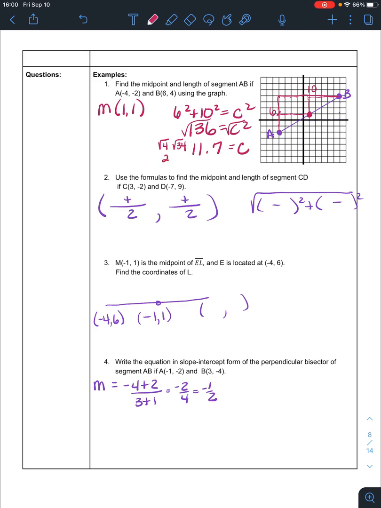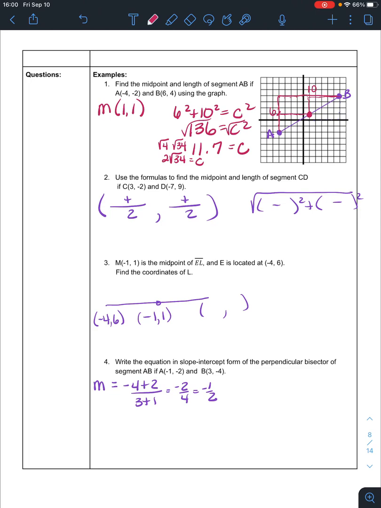Well, the square root of 4 is 2. The square root of 34 is a decimal that we don't want to use. And so you could also have that C is 2 root 34. So if it asks you to leave your answer in exact form, then that's how you would do it.